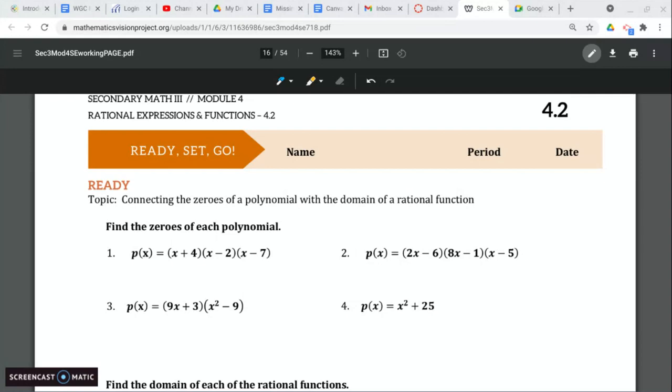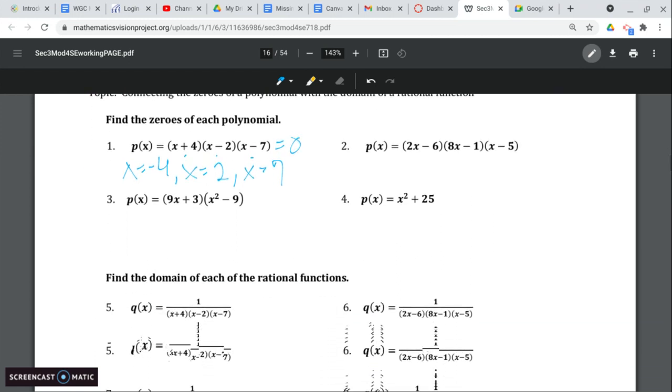So we want to find the zeros of each polynomial. Remember, finding the zeros is where we set each part of the equation of the polynomial equal to 0. So for the first one, if we set each one of these equal to 0, we would end up with x equals -4, x equals +2, and x equals +7. Those would be our zeros for the polynomial.